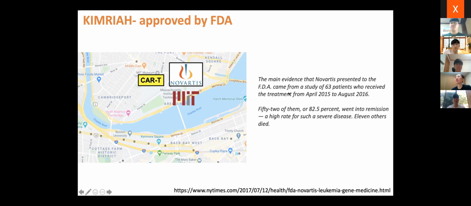So Novartis made a clinical trial in 63 patients suffering from leukemia. The disease was so severe that it couldn't be cured by many previous treatments, and they were basically ready to die. In this new clinical trial, of the 63 patients, 52 survived and 11 unfortunately died. But still, this means that this CAR T cell was a groundbreaking technology.